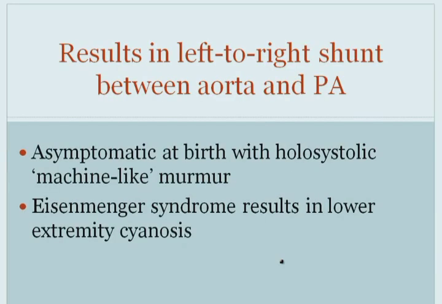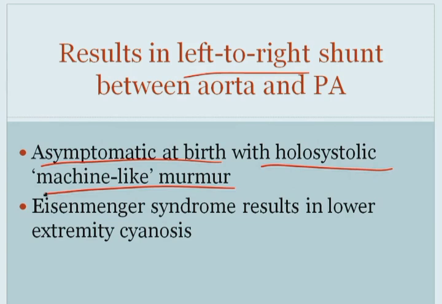And so again, we say for the PDA that you're going to have a left to right shunt. It's asymptomatic at birth, but it's going to be associated with a holosystolic machine-like murmur. If you get Eisenmenger's syndrome, which would be reversal of the shunt, that's going to result in lower extremity cyanosis, and that's because the PDA arises after the major branches off the aortic arch. So this is particularly high yield.